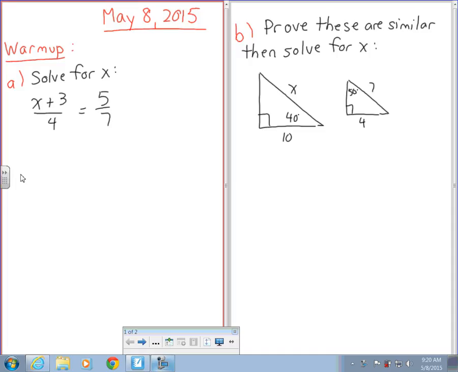Okay, so this question, letter A, looks complicated. Let's just pretend that was x over 4 equals 5 over 7. What would I do if that was x over 4 equals 5 over 7? Times by 4. It's x plus 3. We're just going to ignore the plus 3, so I'm just going to call it x plus 3 equals 5 times 4.